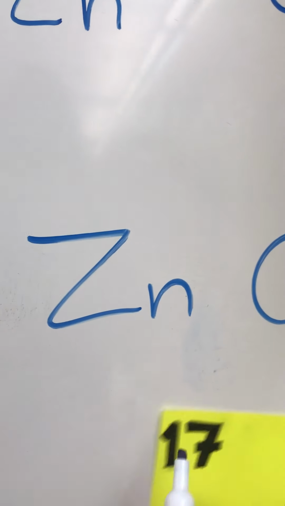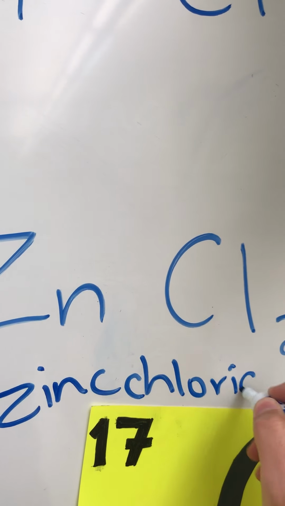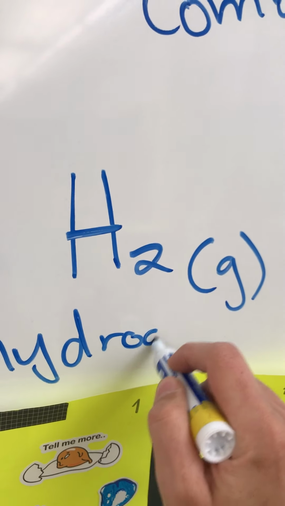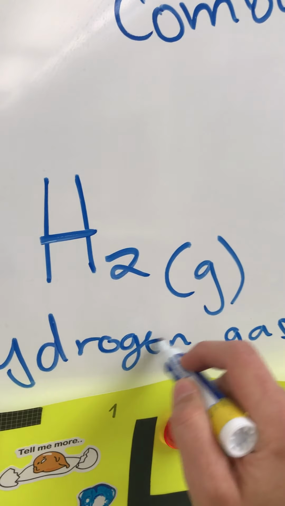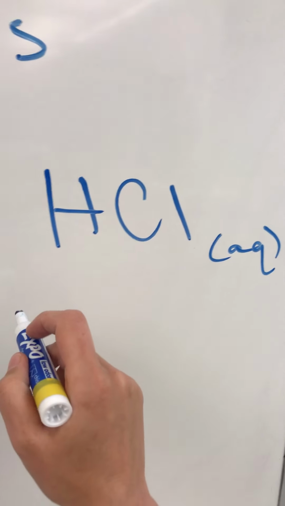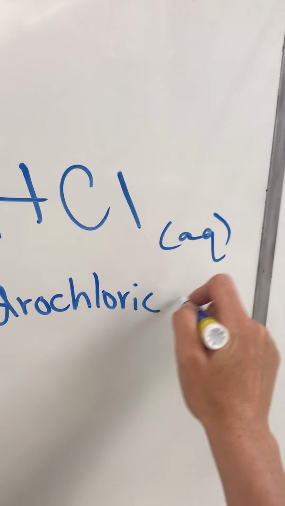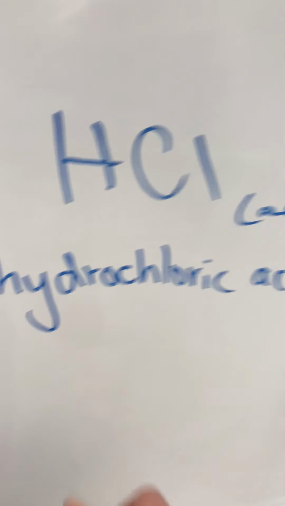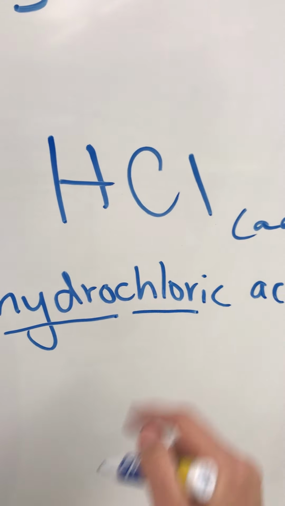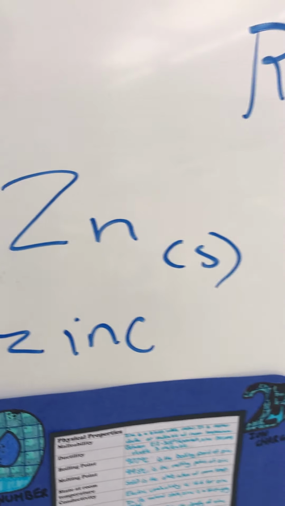So if we're writing these in words, this is zinc chloride, 2 words. Hydrogen gas. Hopefully I'm not making you too dizzy, waving my camera around. Hydrochloric acid, and this means AQ, aqueous. We haven't learned how to name acids, but you can see what's in it: hydro for hydrogen, chloric for chlorine, and then zinc was just a solid. So zinc metal.